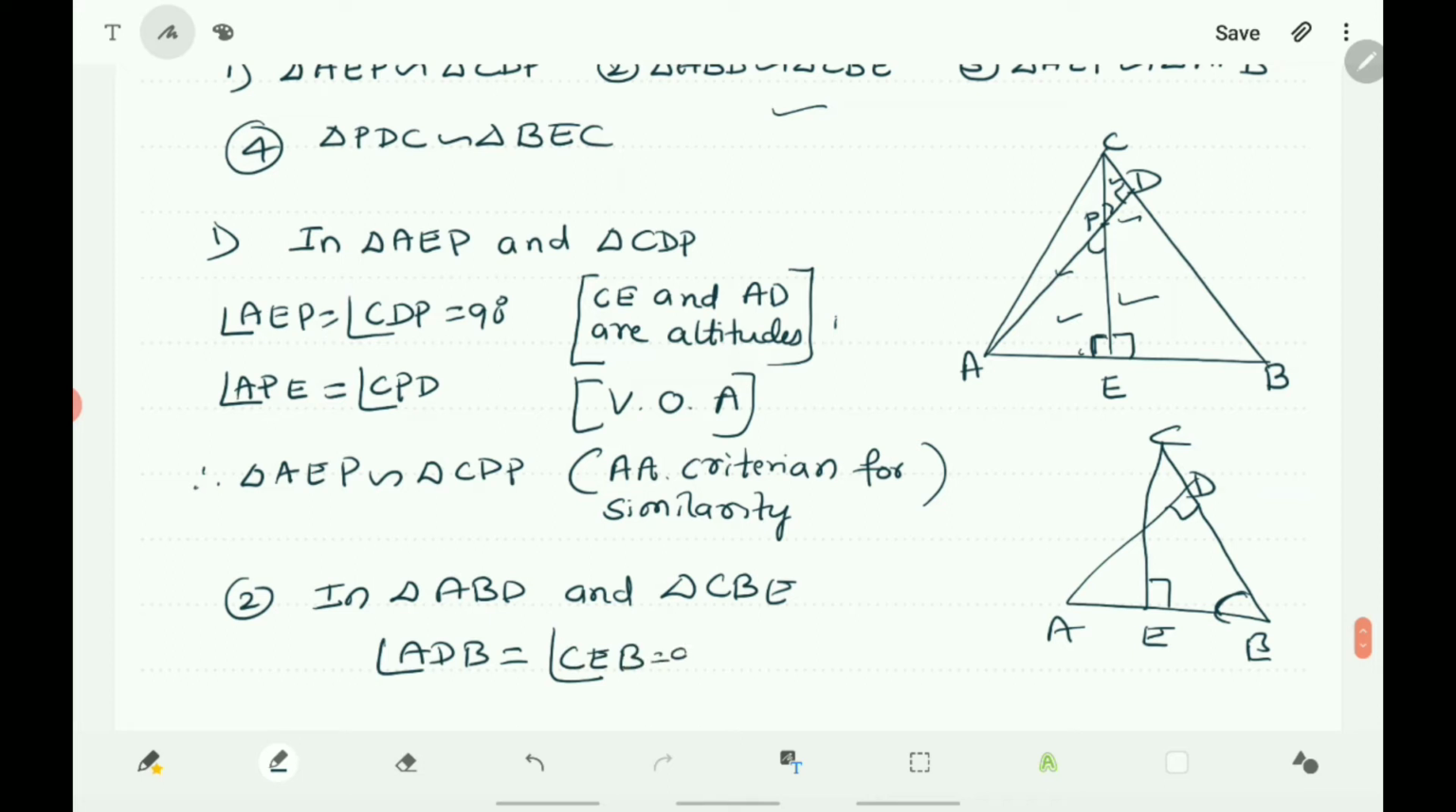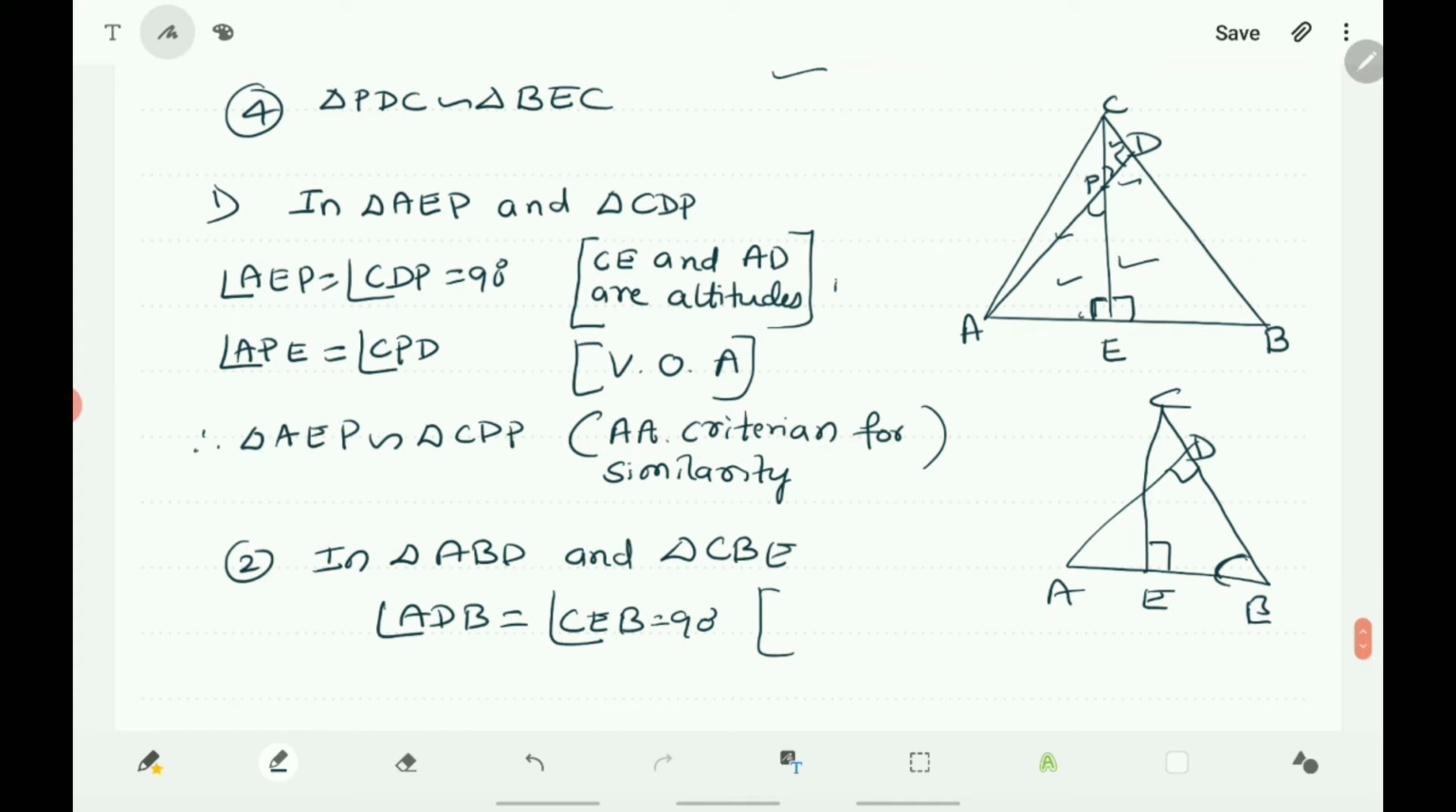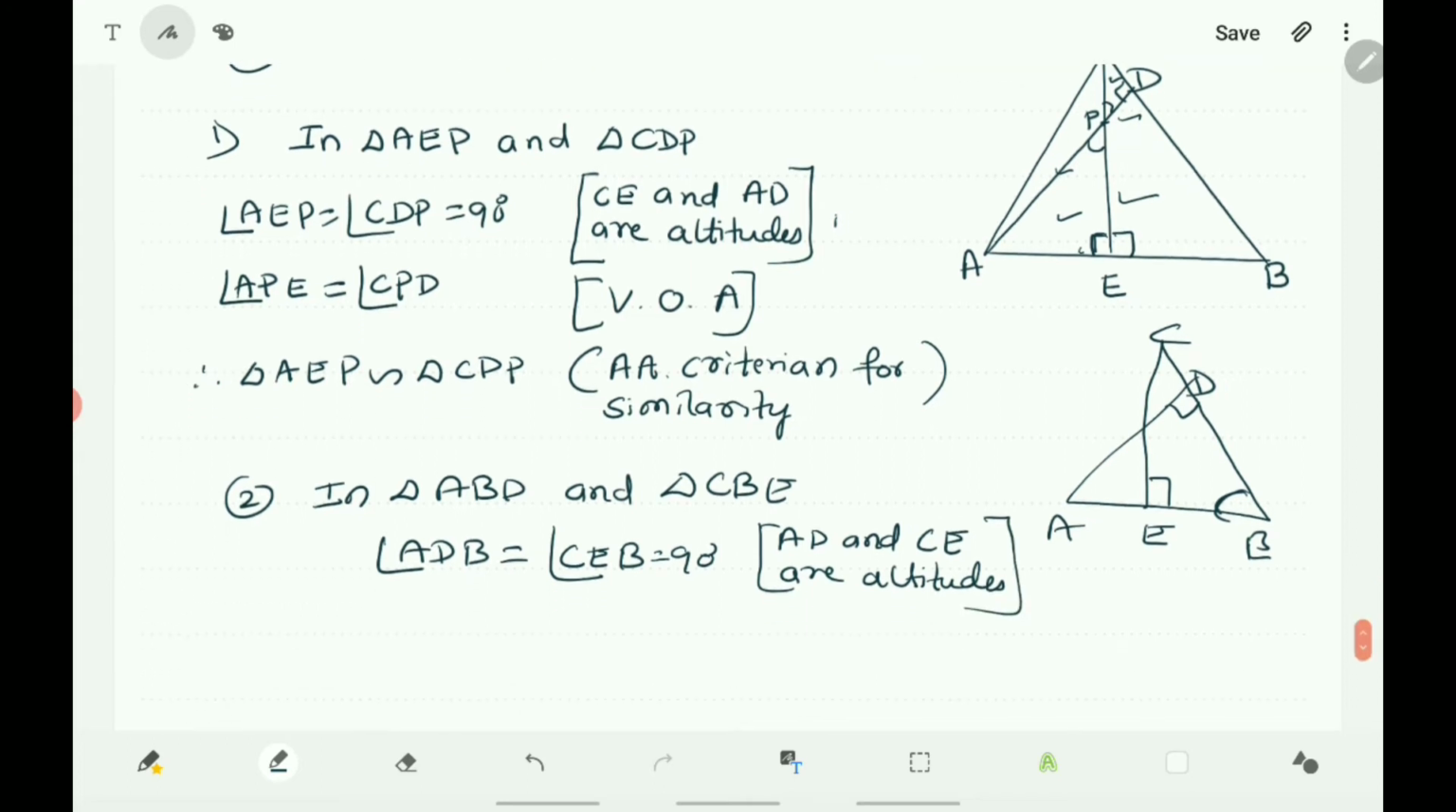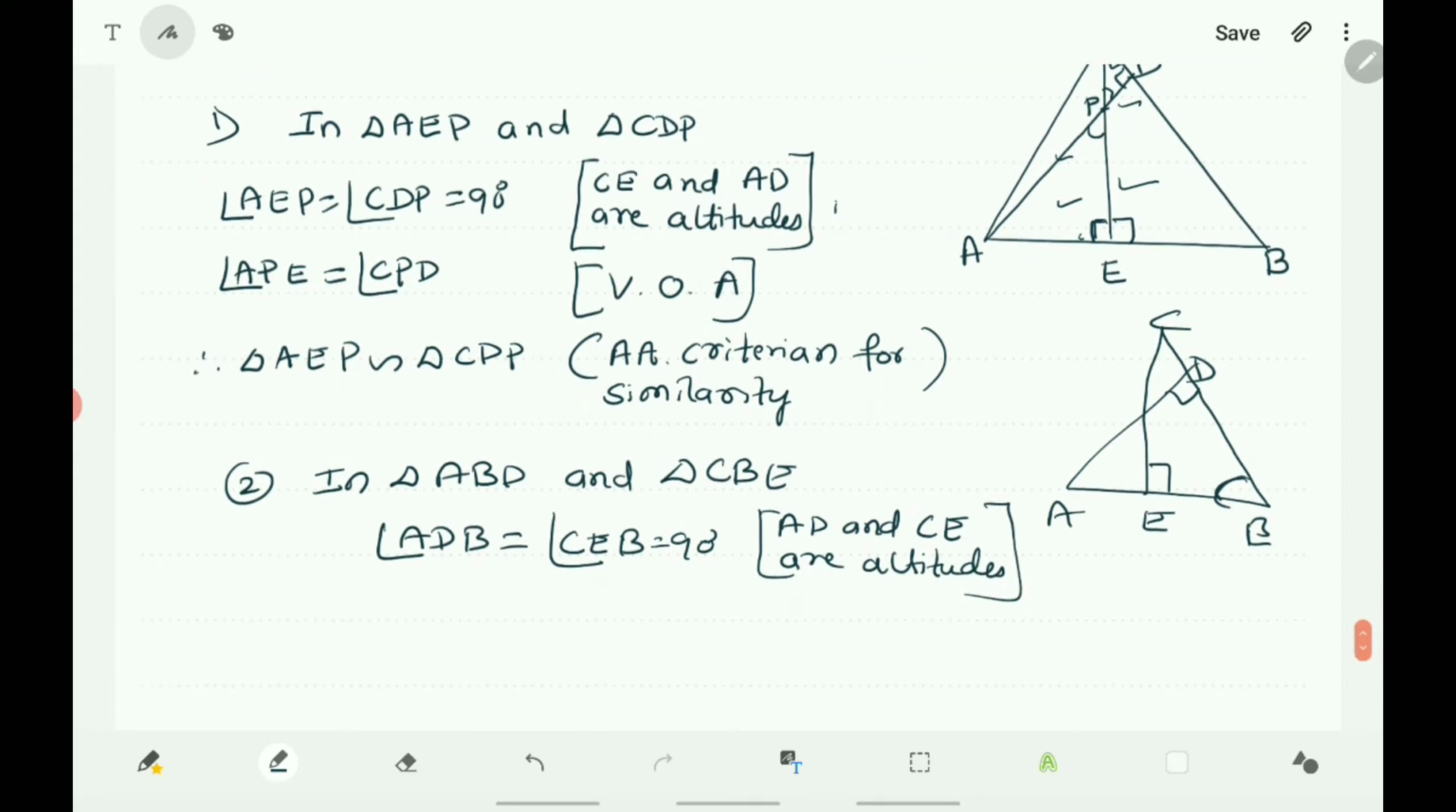Both are equal to 90 degrees. The reason is the same, that is, AD and CE are altitudes. That is the reason. Next, a common angle is there, that is angle B. Angle B is the angle of both the triangles here.